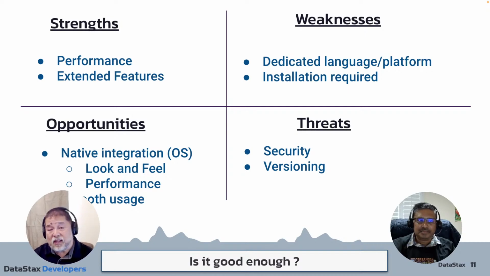So while native applications have a high potential for high performance, their dedicated language and platform may require multiple teams, and you have to install them. A strength of a native application, besides performance and maybe extended features like access to sensors in a mobile device, is that you can build an application that looks native on the platform.